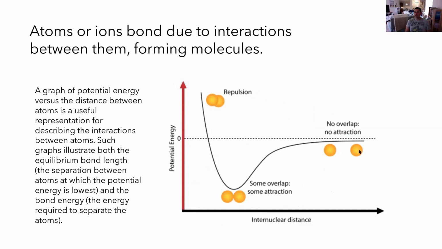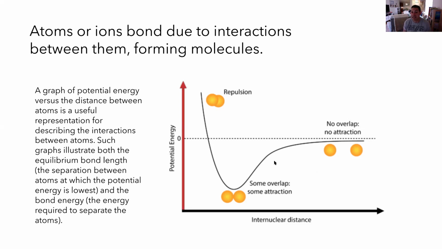So when two atoms are too far apart, there's no overlap, right? There's no attraction between their two nuclei. But as they're brought closer together, the nucleus of one atom is able to attract the electrons from the other atom and vice versa.